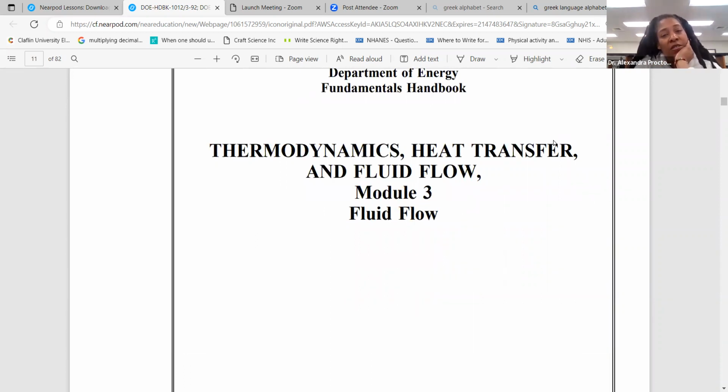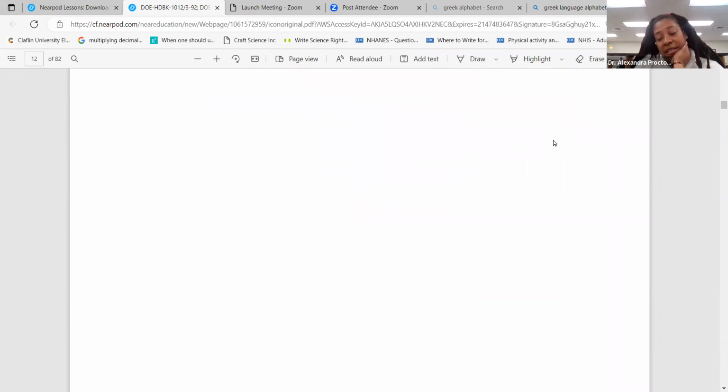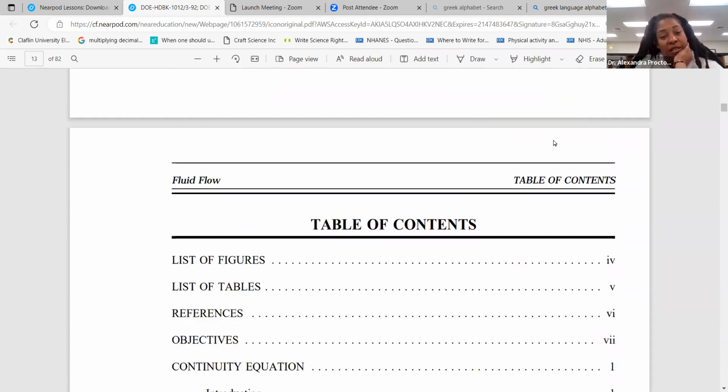So for this module, volume 1 is thermodynamics, volume 2 is heat transfer. Now for volume 3, we've gotten into fluid flow. And like I said, fluid physics is quite interesting.